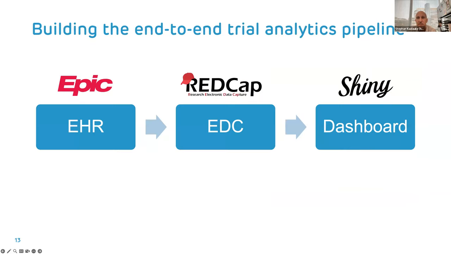So now let's discuss how we built the end-to-end trial analytics pipeline. The basic idea is that the data gets abstracted from our electronic health record, or EHR, and then goes into an electronic data capture, EDC, system that we're custom building using REDCap. Then that data gets automatically pulled into a Shiny dashboard that displays the relevant tables and graphs.